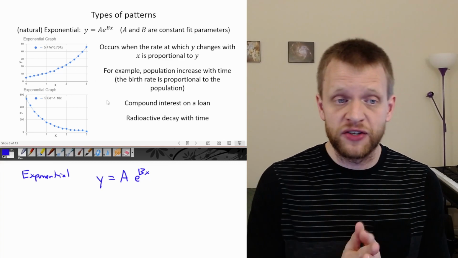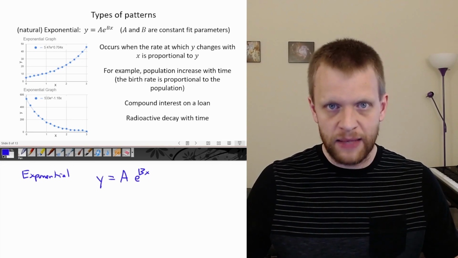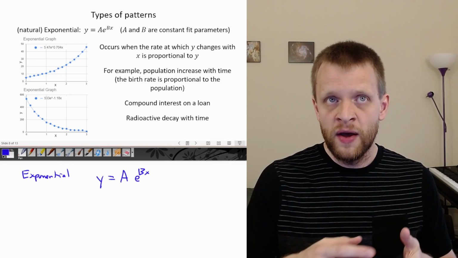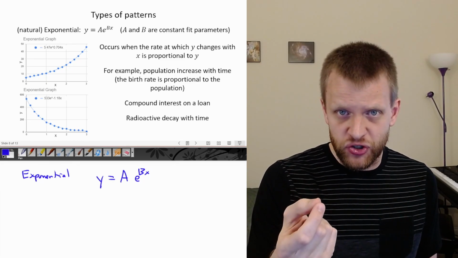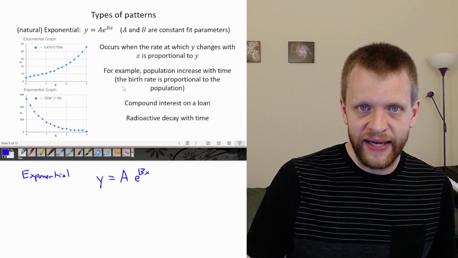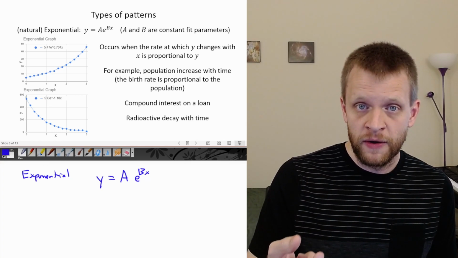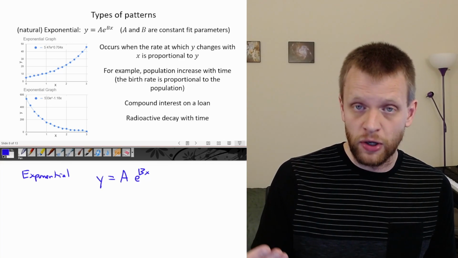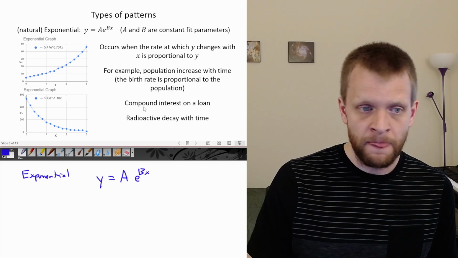For some specific examples, in population models where we don't have any limiting factors, maybe this would be bacterial growth, where each bacteria is expected to split and reproduce in a certain time period, well, in that case, the birth rate is proportional to the population. The larger the population, the larger the birth rate is going to be, so that will be an exponential increase.